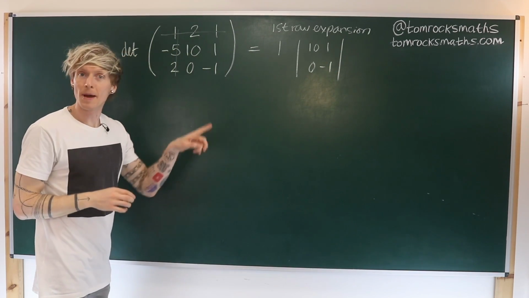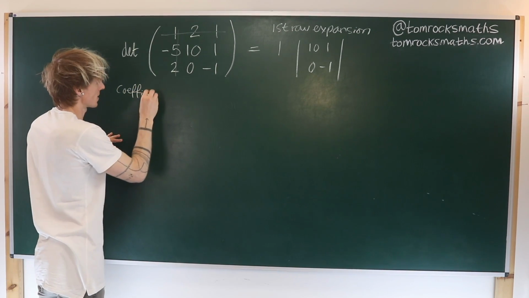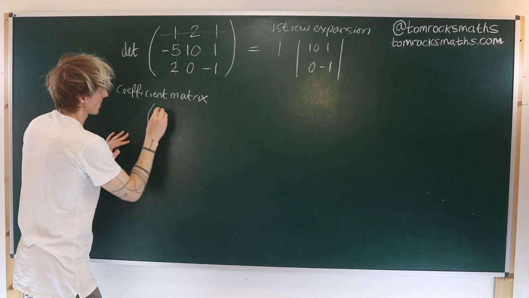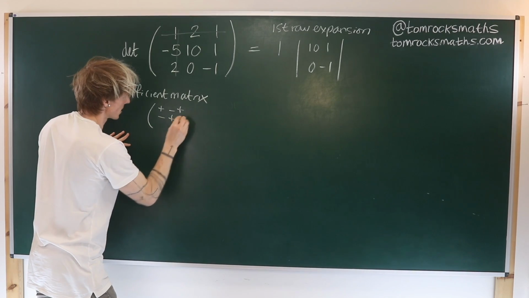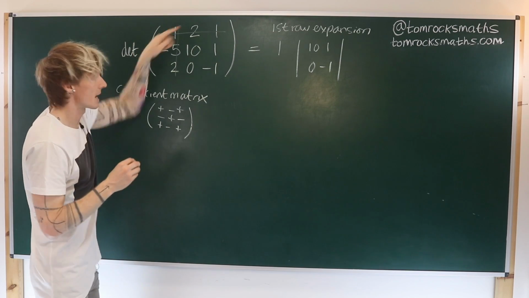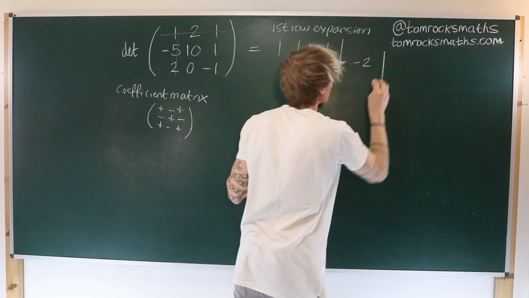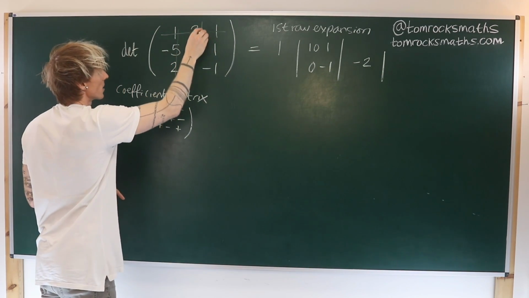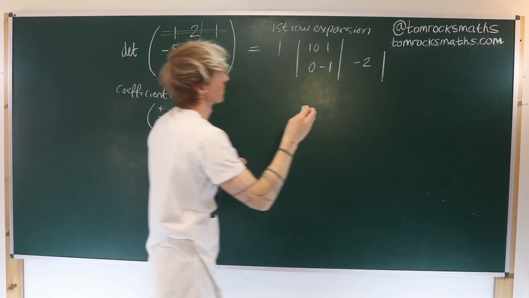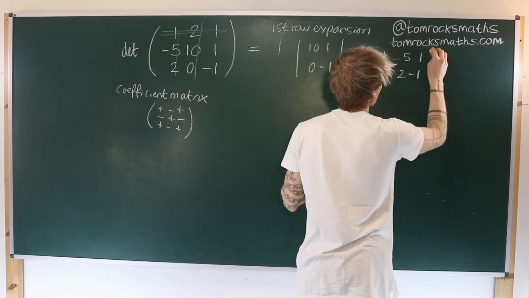Now, I do remember what goes next, but let's just check. So the coefficient matrix, always a good idea to write this out in my opinion, and we'll certainly need it later. So this is plus, minus, plus, minus, plus, minus, plus, minus, plus. Okay, so the next one, the 2, the next element in our first row, that has a minus. So it's this minus 2, and then the 2 by 2 determinant that we're left with, crossing those off now, is going to be minus 5, 1, 2, and minus 1.